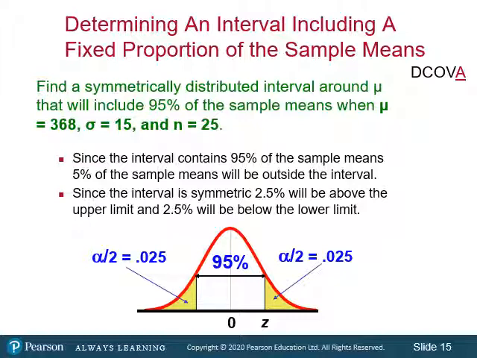So we see here that this part is 95%. We have 5% which is divided into two tails. The first tail is 0.025 and the second tail is 0.025.